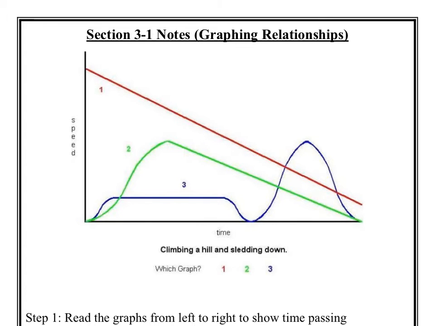So lesson 3-1 talks about graphing relationships, and you're looking here at a graph that has three different graphs on it. Graph number 1, graph number 2, and graph number 3, which is very busy. We are comparing speed versus time, and your job is to figure out which graph represents climbing a hill and sledding down that hill. Is it graph number 1, number 2, or number 3?